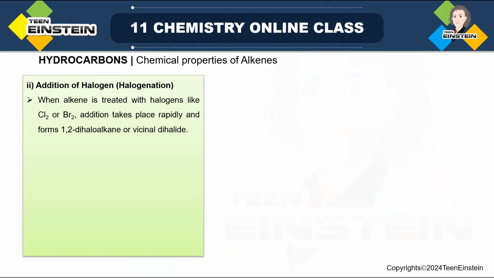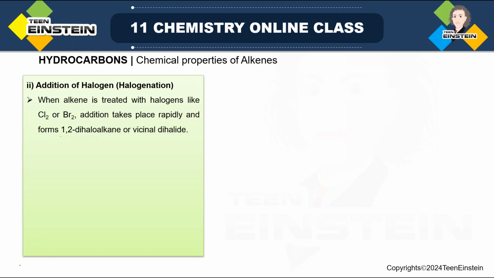The second one is addition of halogen, or you can call it halogenation. In case of alkanes, when we saw halogenation, we saw the radical mechanism, but now it is not so. It is not a radical mechanism. So when alkene is treated with halogens, now mostly this is observed for chlorine or bromine, not iodine or fluorine, because fluorine is very much reactive. That is the problem with fluorine, and with iodine the problem is it is not very reactive. So mostly the reactions that we'll see are with chlorine or bromine.